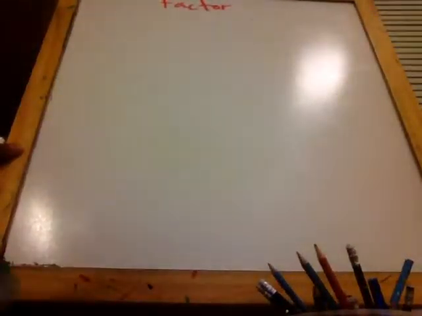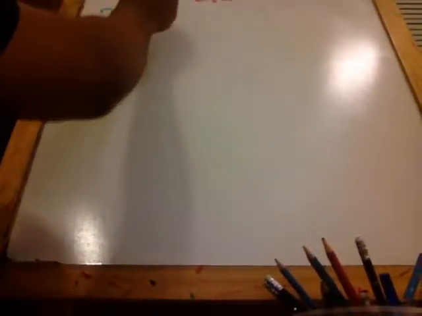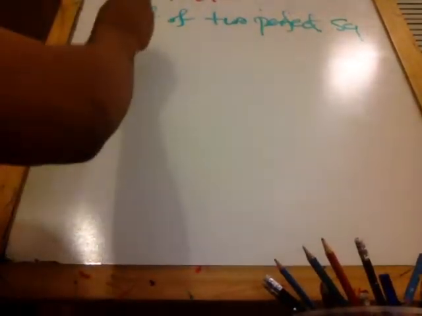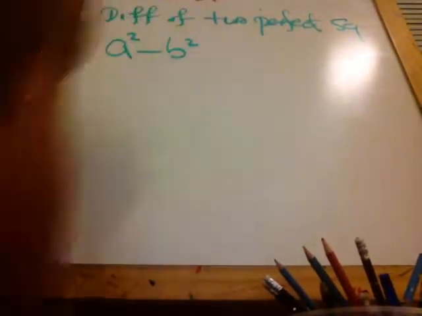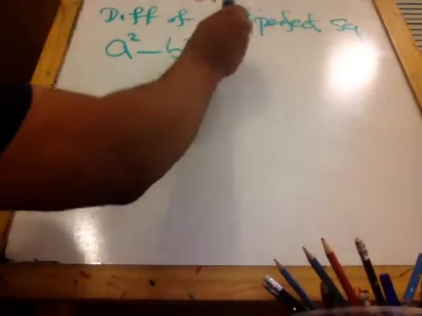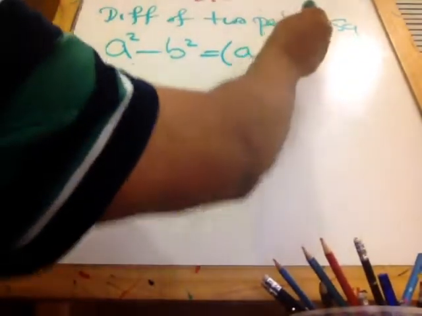Okay. The third topic is factoring the difference of two perfect squares. Two perfect squares, okay? Which is like you have a squared minus b squared. So the first number has a square and the second number has a square. And this will go to a minus b times a plus b.